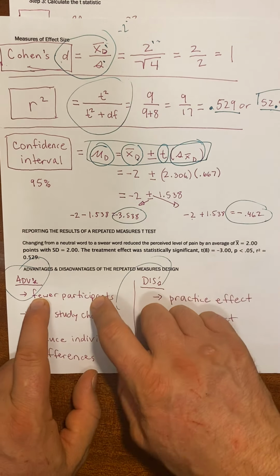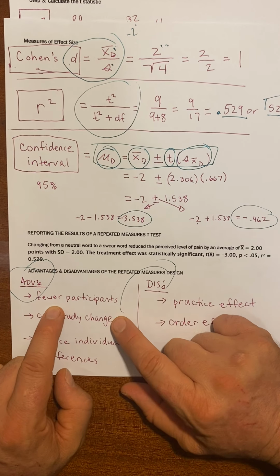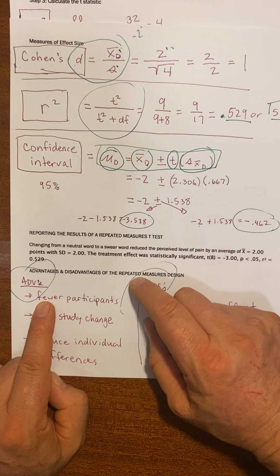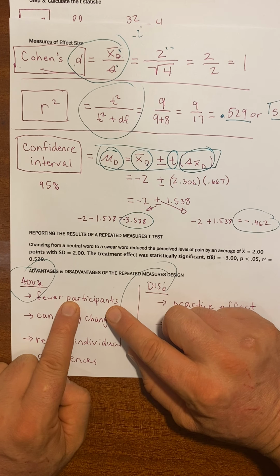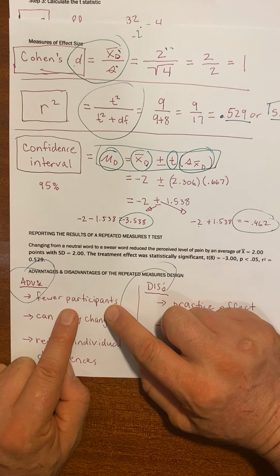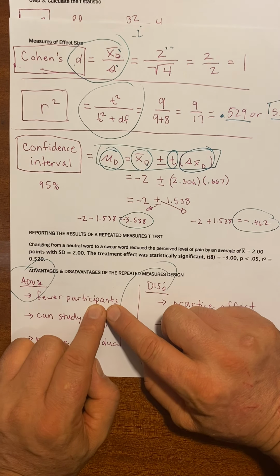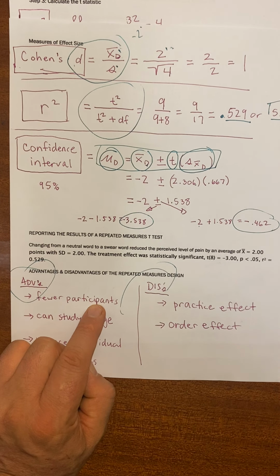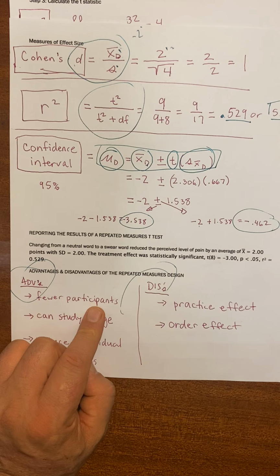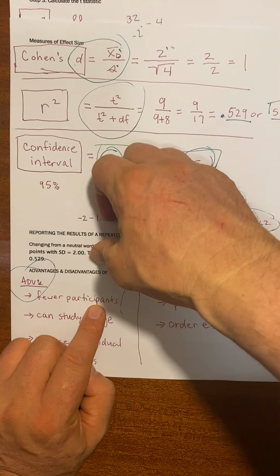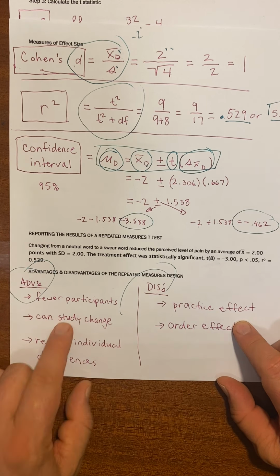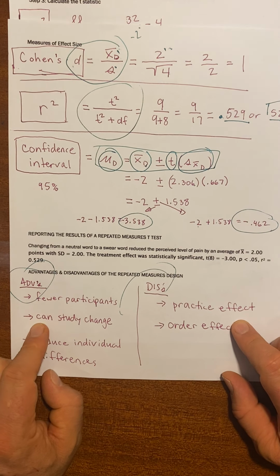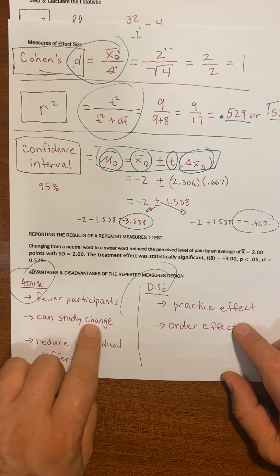Why does that matter? Why is that good? Sometimes when you run a study, you may be using participants that are rare or hard to find. Maybe you are using participants who have a specific level of depression, and there aren't very many people that have that level of depression. It's easier to run a study like that using within subject design because you have a need for fewer participants. So that's one advantage.